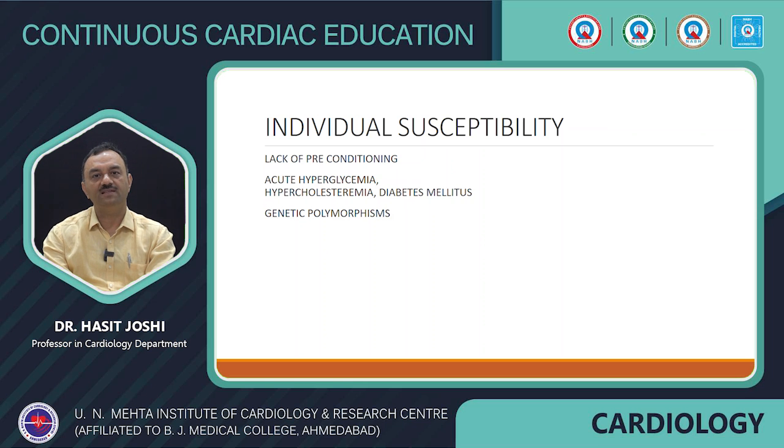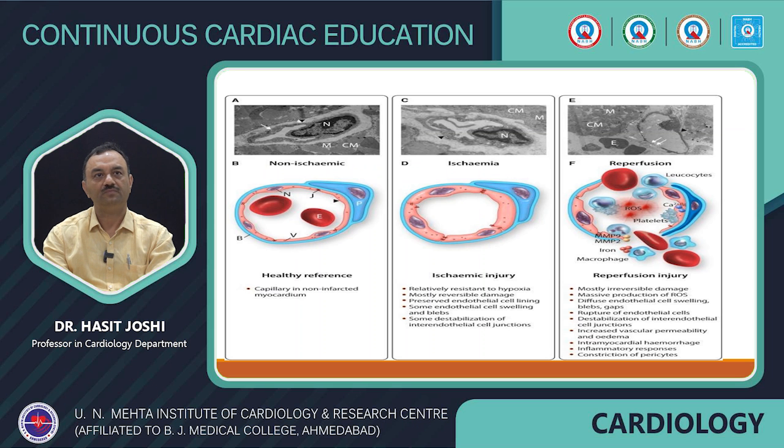Again, acute hyperglycemia can cause changes in the metabolism and lead to free fatty acid generation during ischemia, which can lead to more CMVO. Lack of preconditioning: if there are no collaterals and no preconditioning, then probably the chances of CMVO are more.